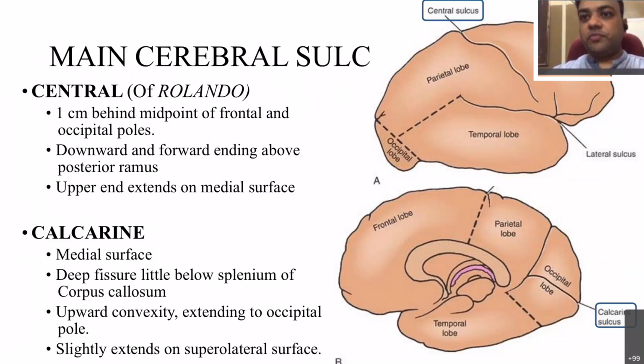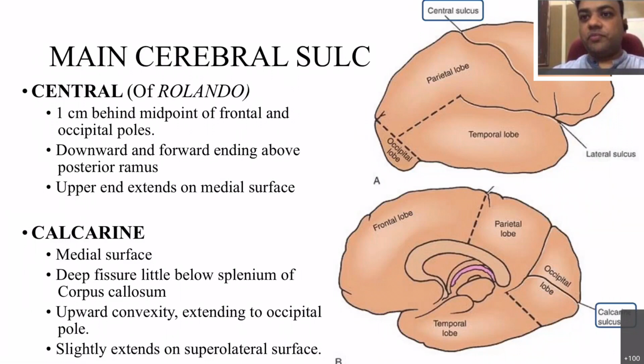So I would like to say that small extension of the central sulcus on the medial surface, so the cortex anterior and posterior to that and inferior to that is the horseshoe shape, and that is known as the paracentral lobule. So we'll come later to that paracentral lobule, which is controlling the bowel and bladder motion.